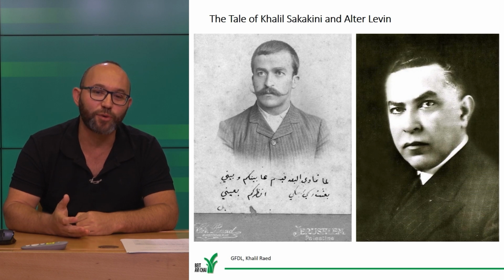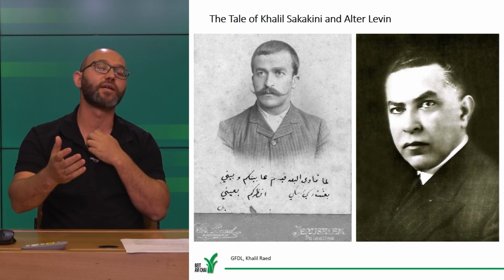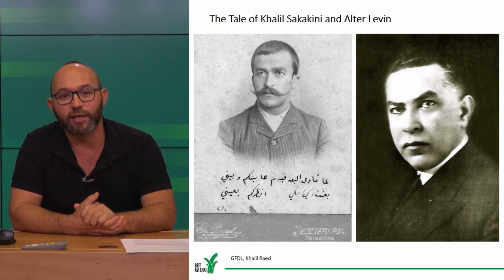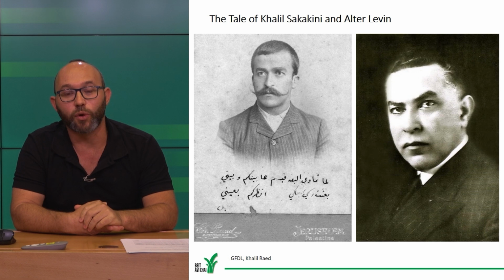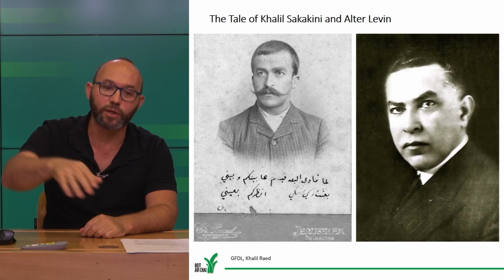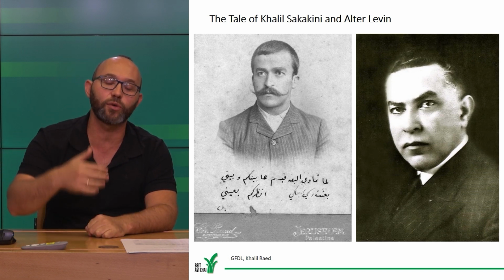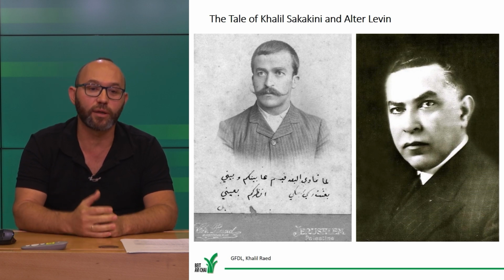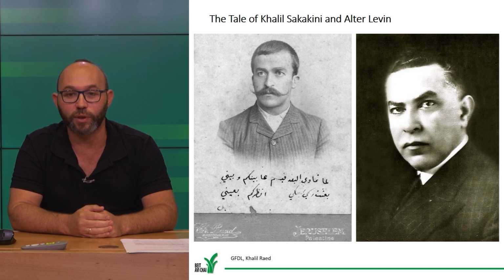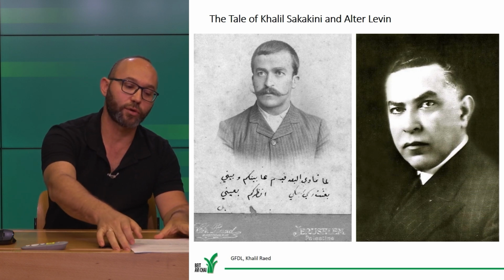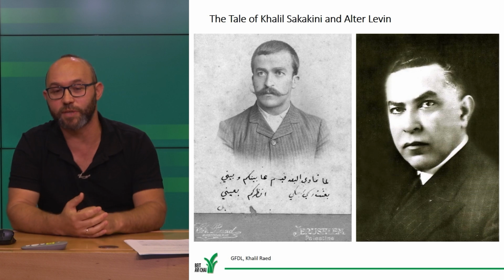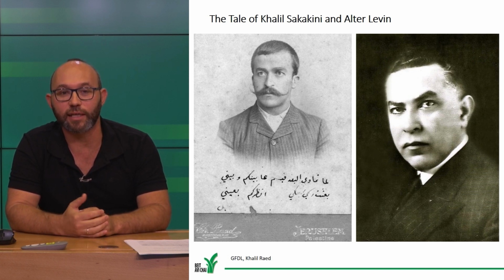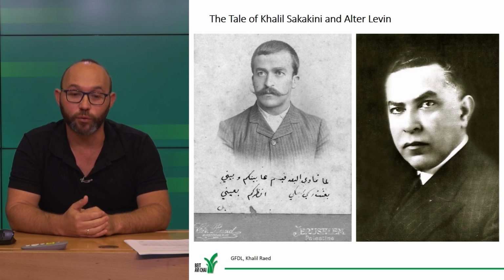But then Alter Levin has a problem. Although, as you see, he was a modern Jew, he still ate kosher food, and he couldn't eat anything in Khalil Sakakini's house. And so he was looking out of the window, saw an old woman that he knew, and asked her, can you please bring me some kosher food? And she starts bringing him something to eat on a daily basis. But the Ottoman authorities became suspicious about this movement and followed this woman, and eventually got to the house of Khalil Sakakini and arrested them both for betrayal.